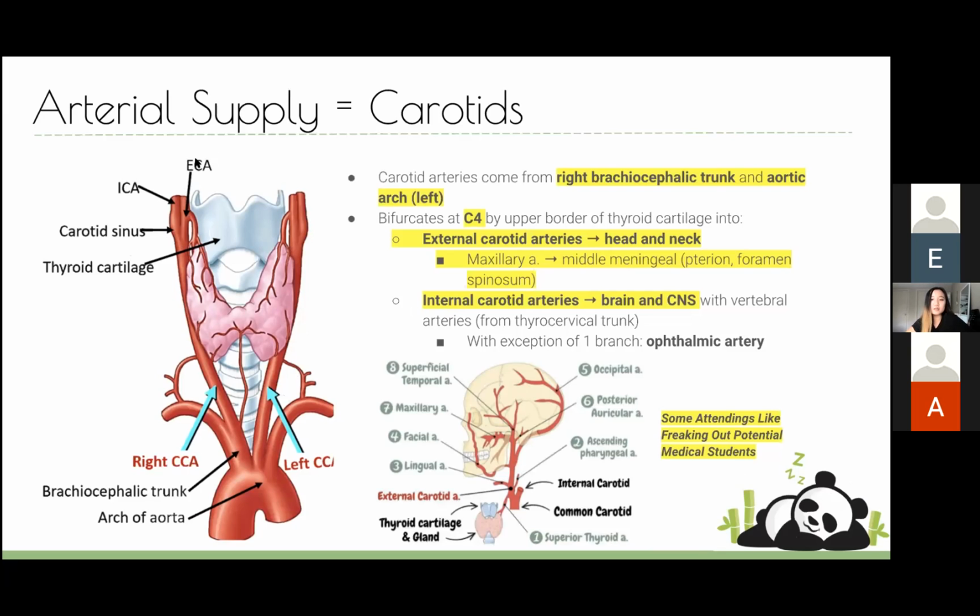Your external carotid arteries go and supply your head and neck, and your internal carotid arteries supply your brain and CNS via the vertebral arteries. With the vertebral arteries, which arise from the thyrocervical trunk here, and they go up. So that has one exception, which is the ophthalmic artery, and we'll come across that a little bit later.